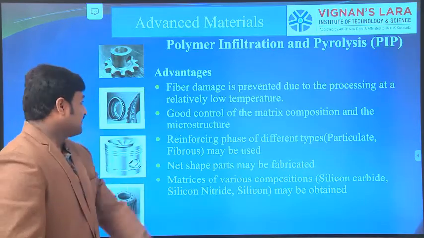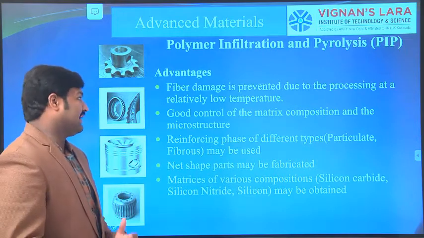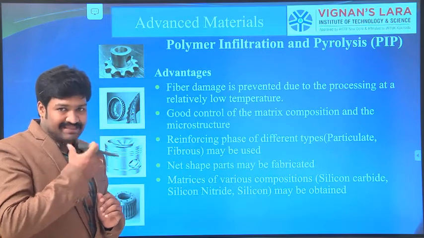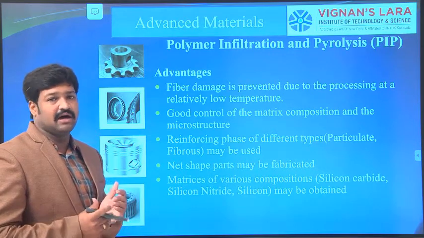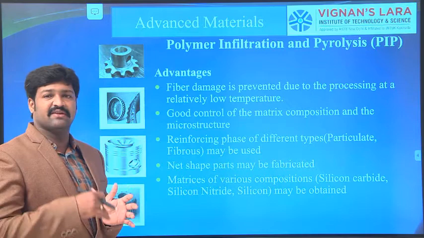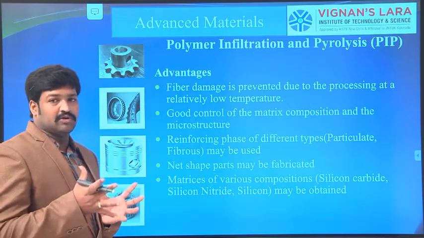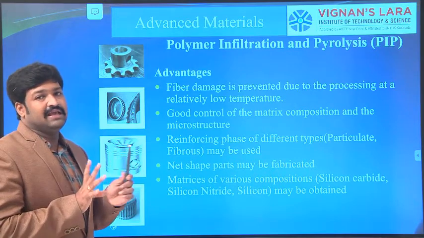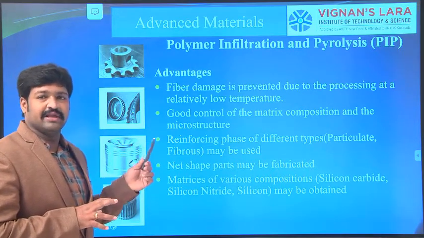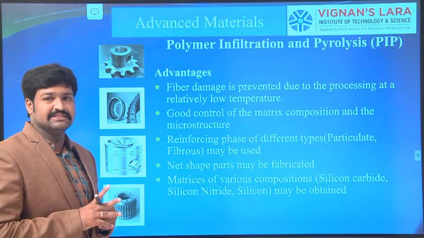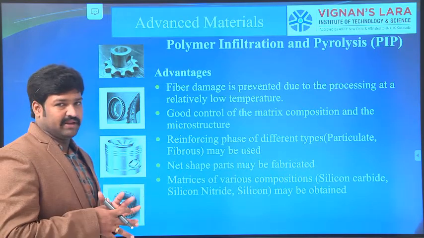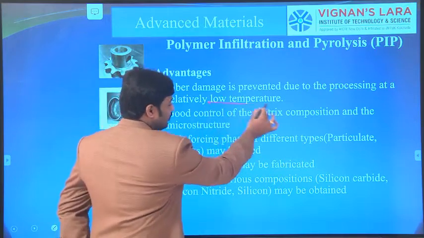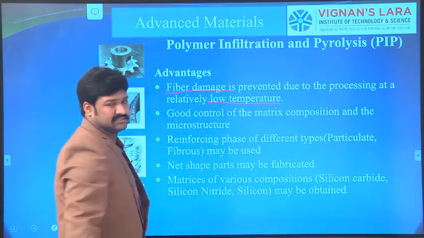The advantage is that fiber damage is prevented due to processing at a relatively low temperature. As we know, the temperature withstanding capacity of ceramics is very high, and to convert into a ceramic compound the temperature should be very high. But here, in PIP, at a much lower temperature, around 1300 degrees centigrade, we are getting a ceramic material. Due to that low heating, the fiber damage will be less.